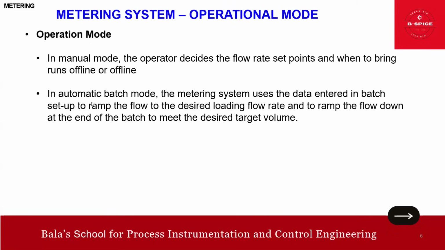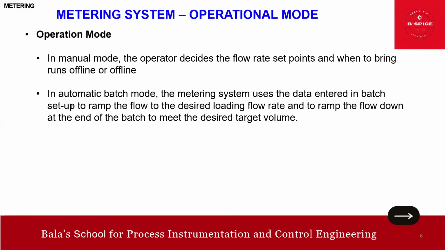I think it's a typo error, runs offline or online. Okay. So in automatic batch mode, the metering system uses the data entered in batch setup to ramp the flow to the desired loading flow rate and to ramp the flow down at the end of the batch to meet the desired target value. So this is about the automatic batch mode.